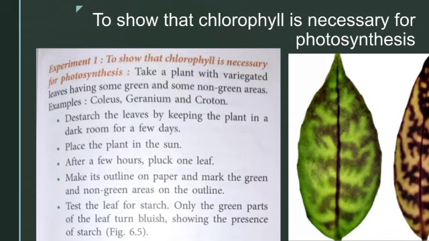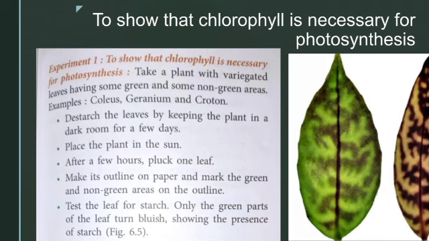Now we can destarch the leaf by keeping the plant in a dark room, as we do for destarching. Then we place it under the sun so that the plant will start producing starch. Then after a few hours, we pluck one leaf and test for starch, as we did in the previous experiment.